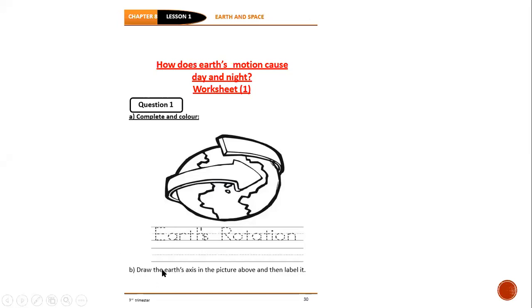Letter B is saying to you, draw the Earth's axis in the picture above and then label it. Where can I draw the axis? We said that, yes, it's just an imaginary line. I imagine that there is a line. Here in this part it will be day, and here it will be night, and the opposite. If this is the night, this will be the day. They are opposite to each other. So this is called the axis.